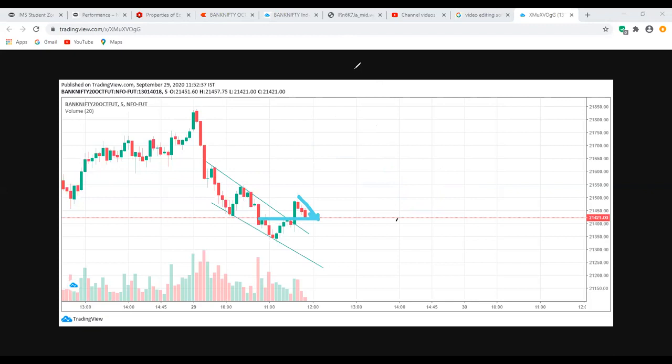Now, what exactly a supply zone is going to be a question that most of you traders are having. So supply zone and demand zone are basically like support and resistance.